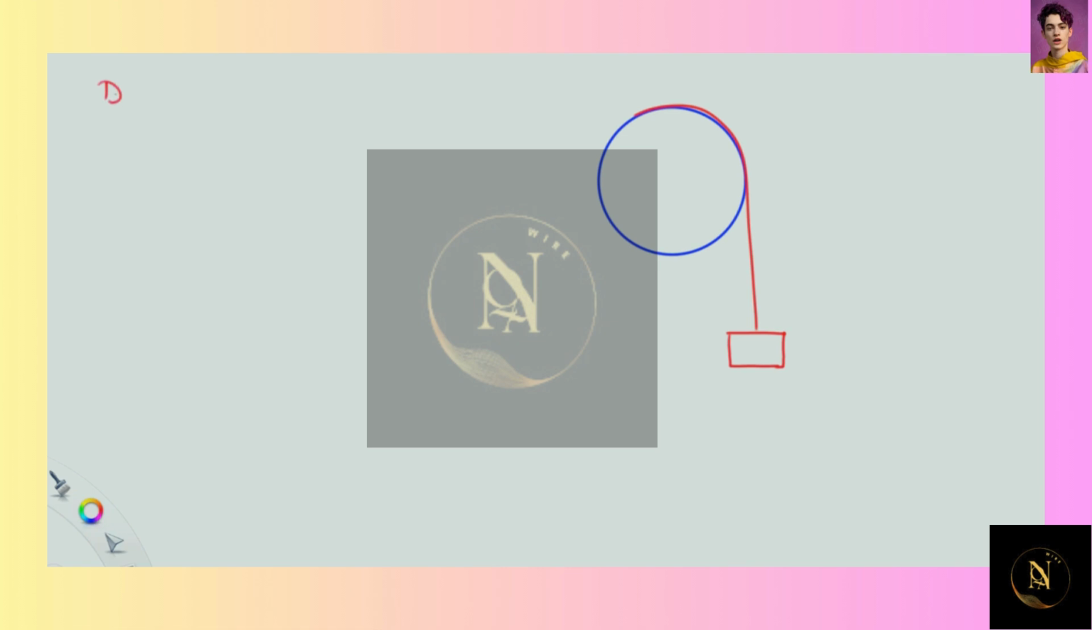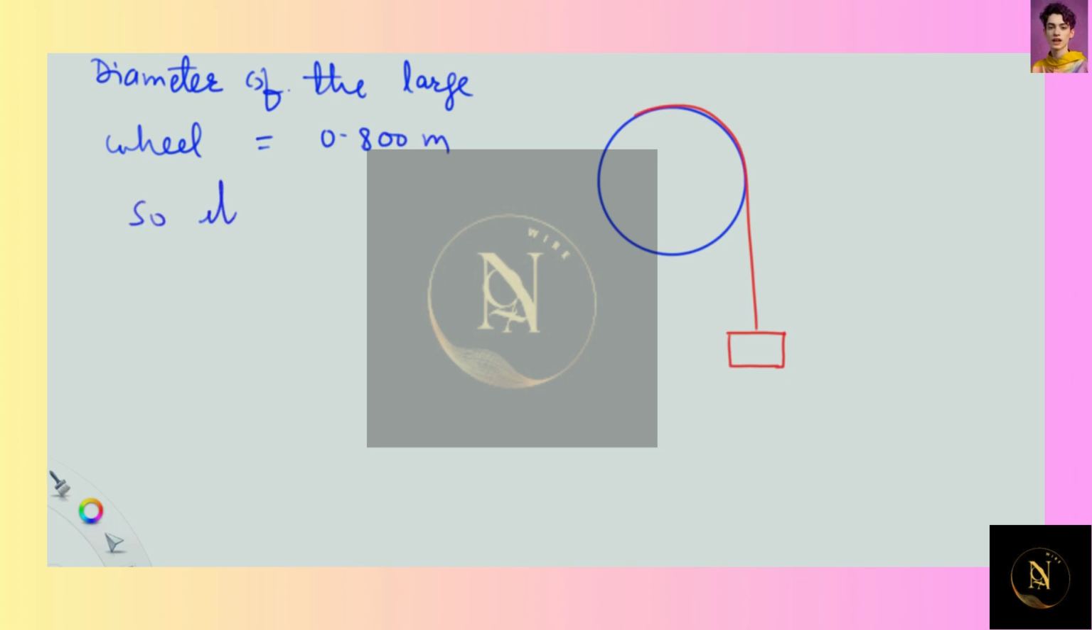Here the diameter of the large wheel is given as 0.800 meter. So its radius will be r is equal to half of diameter, means 0.400 meter.